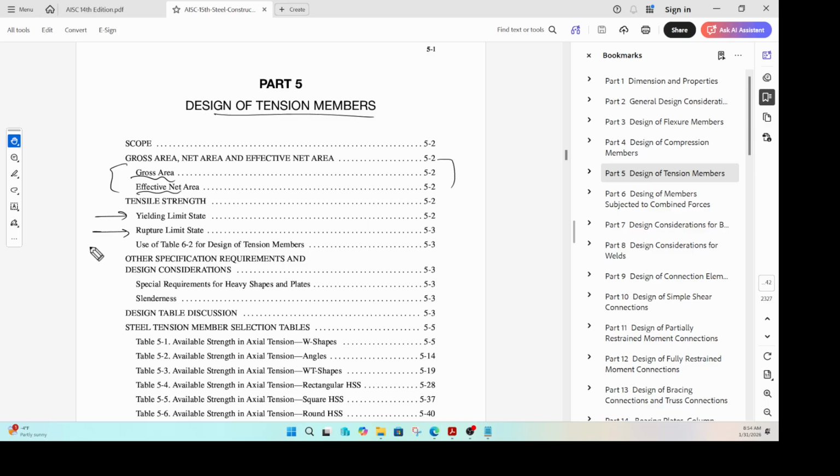When it comes to tension members, these are pretty straightforward problems, unlike compression members, which get subjected to local buckling or global buckling, or sometimes torsional buckling or flexural torsional buckling and all that. Tension members have two main limit states. We'll talk about that in detail. So that is what is being discussed here. There is a yielding limit state and there is a rupture limit state, and these two limit states happen on different areas, and that's why there is a definition for gross area and net area here.